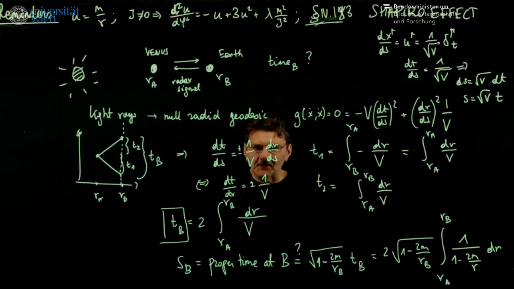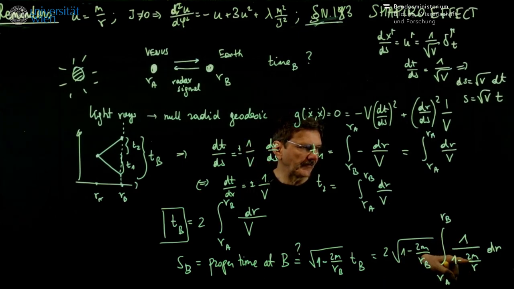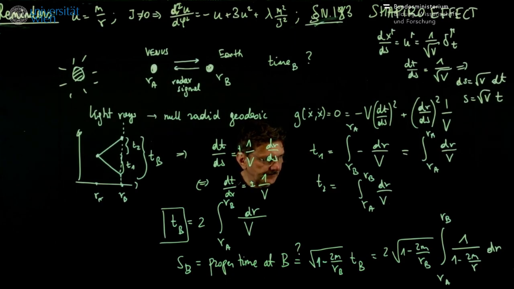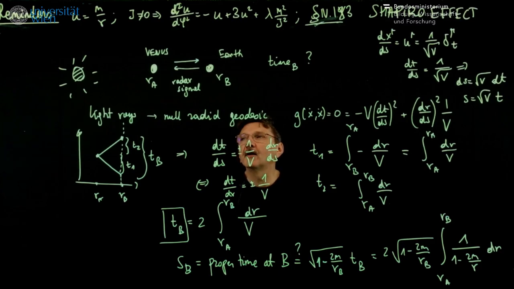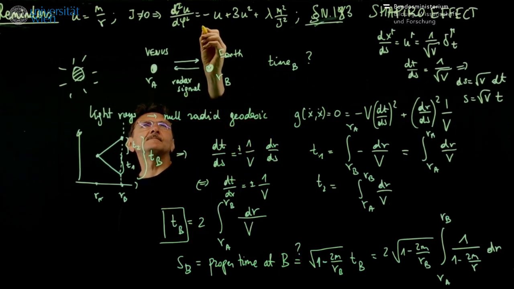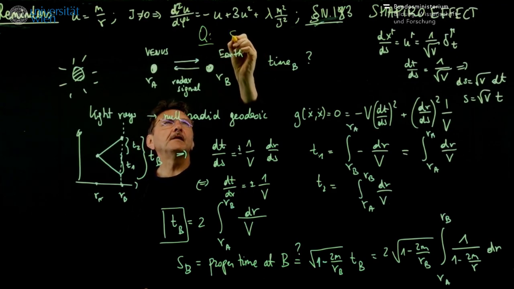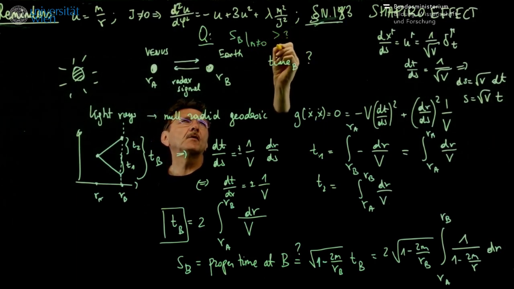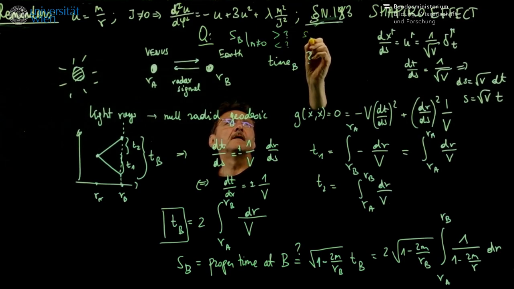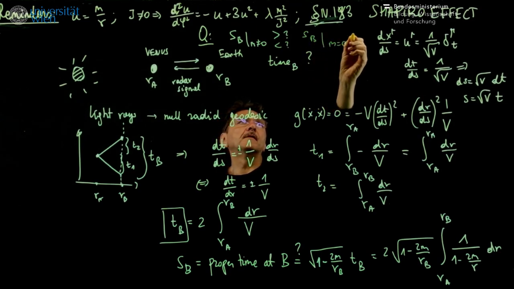It's easy to calculate when m is 0, right? If m equals 0, then this factor is 1, and we get the obvious thing: twice the difference of the radial coordinates. And the question is, is this thing larger than 1 or smaller than 1? Is SB for m not equal to 0 larger or smaller than SB for m equals 0?